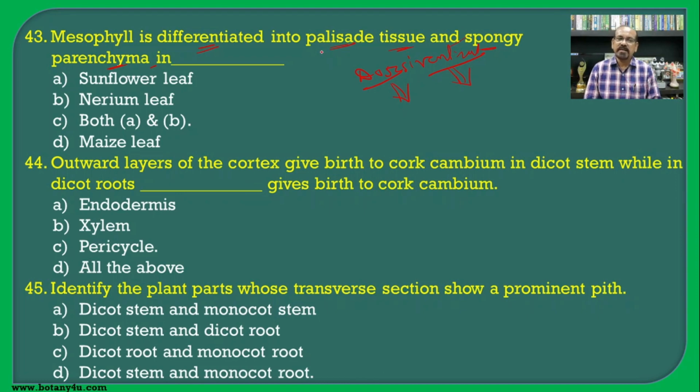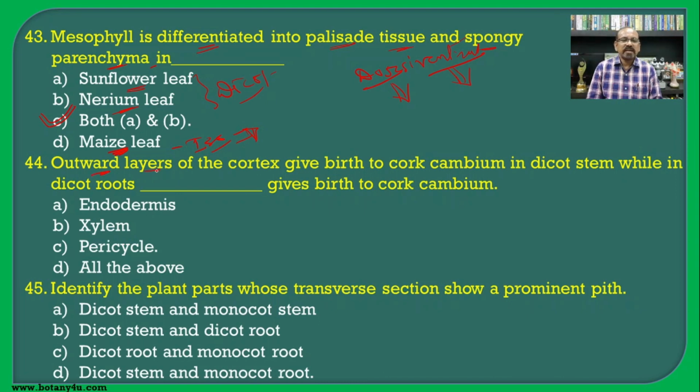And hence, as it is a characteristic feature of the dicot, and sunflower and nerium are both dicotyledons, both A and B become the answer for this question. While in the maize the leaf is isobilateral and there is no differentiation of the palisade tissue and spongy tissue.